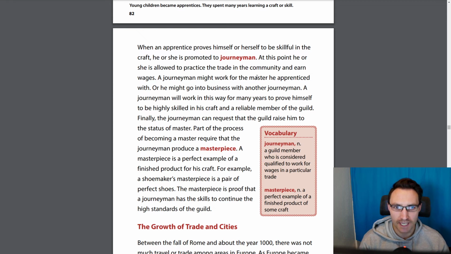At this point, talking about Peter, this is actually still talking about the apprentice becoming journeyman. So at this point, he or she is allowed to practice the trade in the community and earn wages.